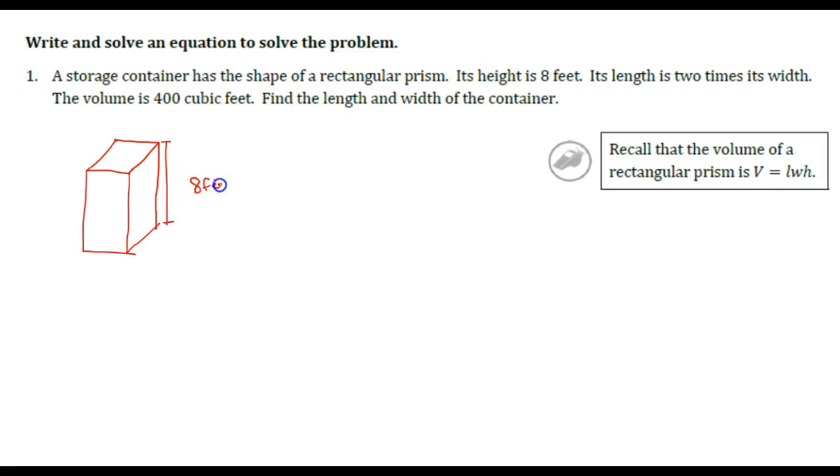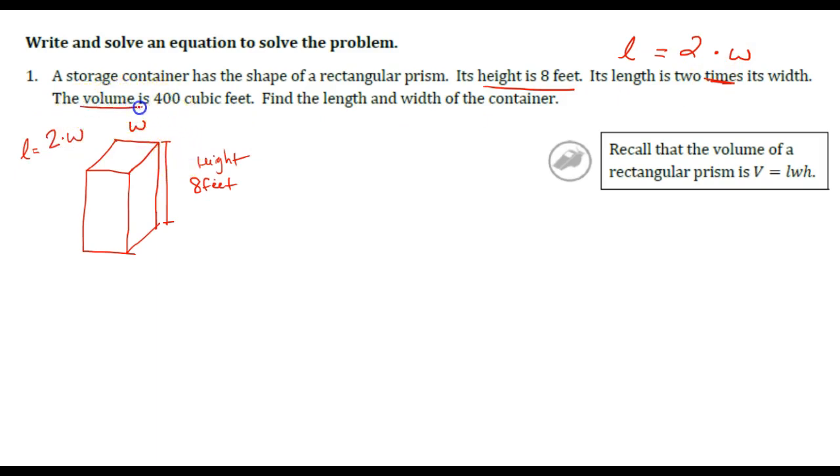Height. And its length is 2 times its width. So its length is 2 times its width, which I don't know, right? So length is 2 times its width. Width I don't know, so I'm going to write W.